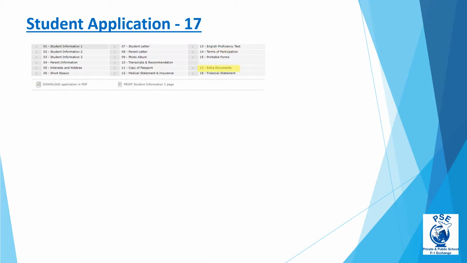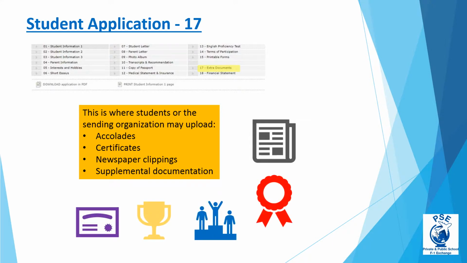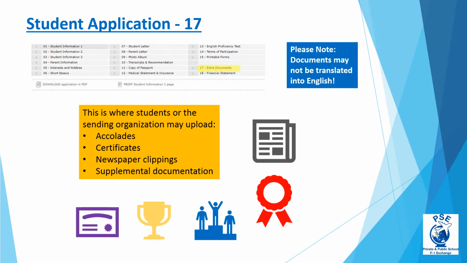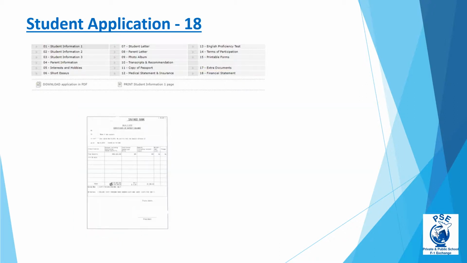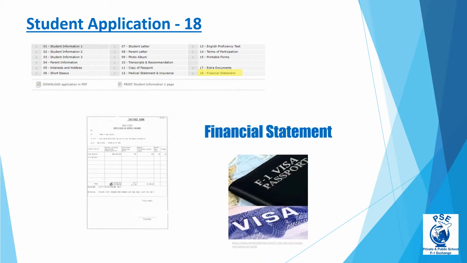Page 17 of the student application is entitled Extra Documents. This is where the students or the sending organization may upload accolades, certificates, newspaper clippings, or any supplemental documentation for the application. Please note that some of these documents may not be translated into English. Page 18 is where the student's financial statement is uploaded. This is a requirement for the student F1 visa.